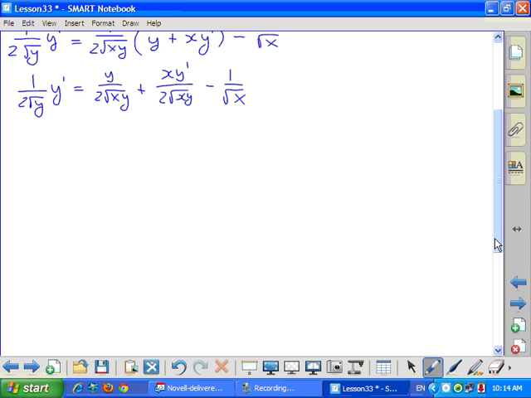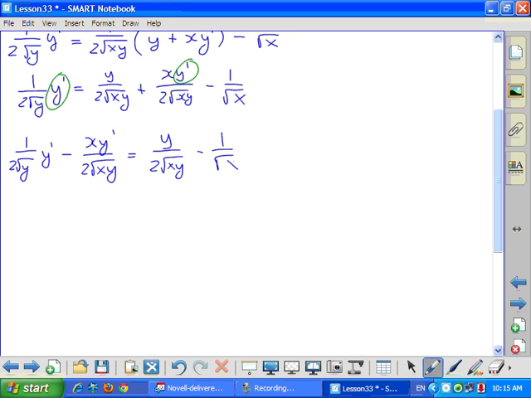So I need to get the y primes all to the same side. So I'm going to subtract that term to move it to the left side. y prime minus xy prime over 2 root xy equals y over 2 root xy minus 1 over root x. I'm going to common factor out the y prime. So I have 1 over 2 root y minus x over 2 root xy. And this mess again. Now you can get a common denominator.